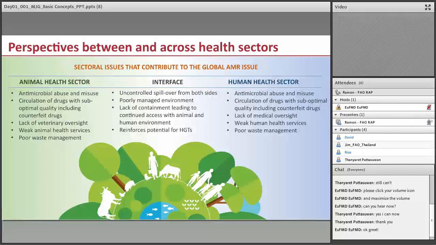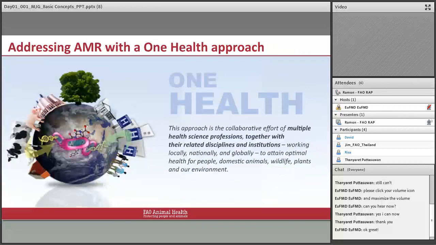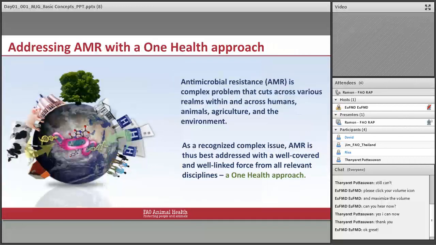So the lack of veterinary oversight is a predisposing factor for antimicrobial resistance. And then poor waste management on our side is also leading to this. At the same time, interface and uncontrolled spillover from both these sides contribute at the interface of human and animal health. And then a poorly managed environment, lack of containment, and anything that will reinforce potential for horizontal gene transfer, like, for example, lack of cleanliness, lack of awareness. These are all contributing to potential spread and emergence of antimicrobial resistance.